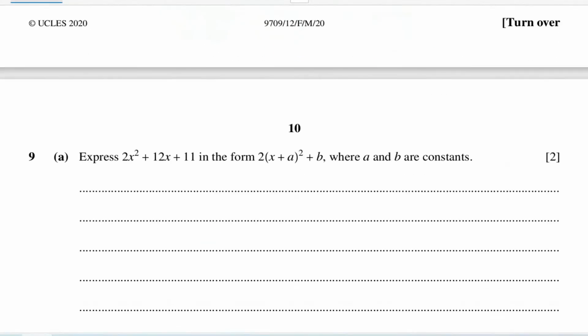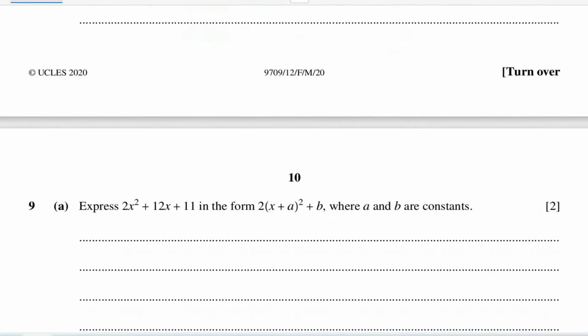Next, question number 9. Express 2x square plus 12x plus 11 in the form 2 multiplied by x plus a the whole square plus b, where a and b are constants. So we need to complete the square here. We will take out the coefficient of x square commonly, so we will get 2 multiplied by x square plus 6x plus 11.